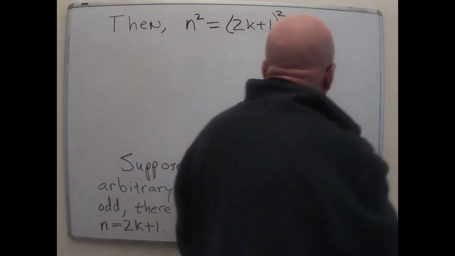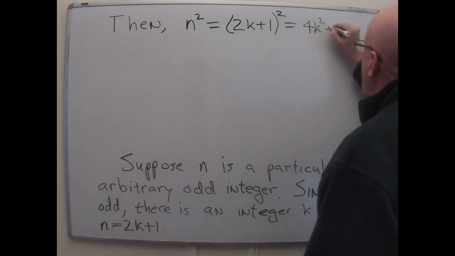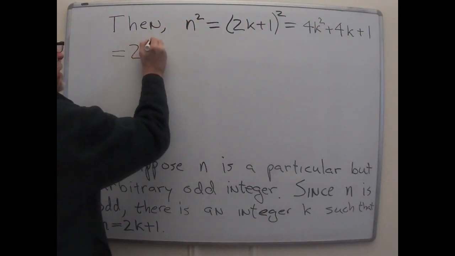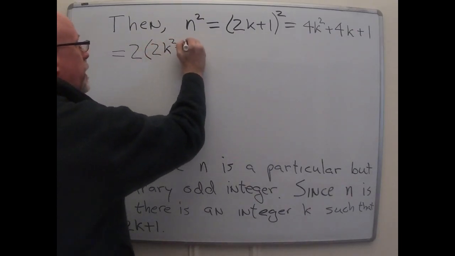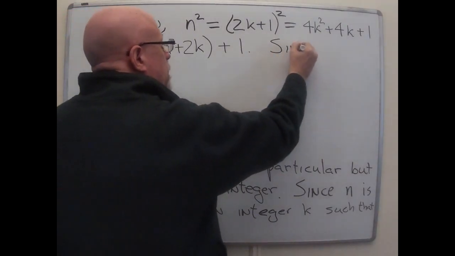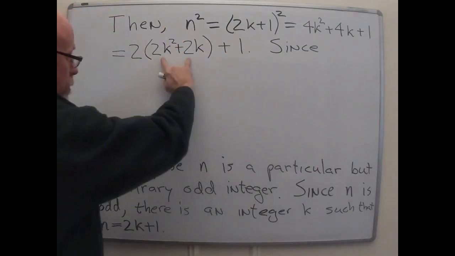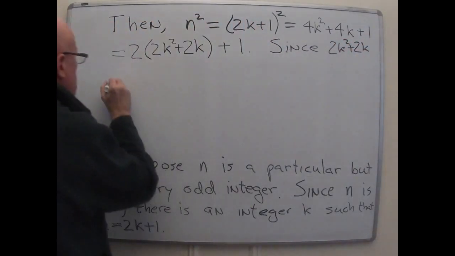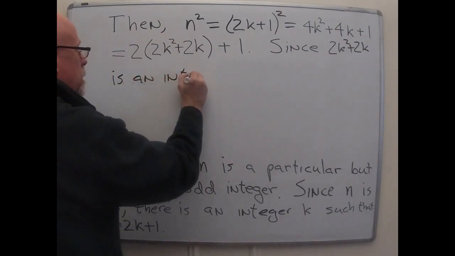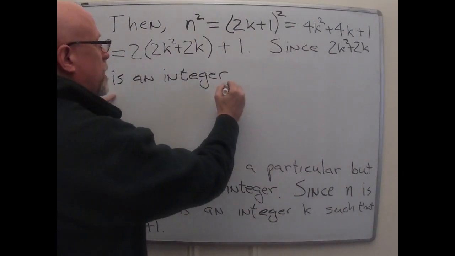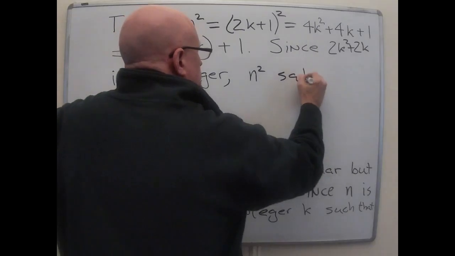And the algebra of this is familiar now, isn't it? We get 4k squared plus 4k plus 1, which is equal to, putting it in the shape of an odd number, 2 times 2k squared plus 2k, and then a plus 1 on the end. So this is actually showing us that n squared satisfies the definition of odd, because 2k squared plus 2k is an integer. You can say something about closure axioms if you want right there, but it's okay at this stage in your careers to just assert it. So since this is an integer, n squared satisfies the definition of odd.